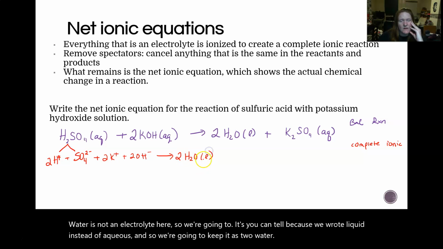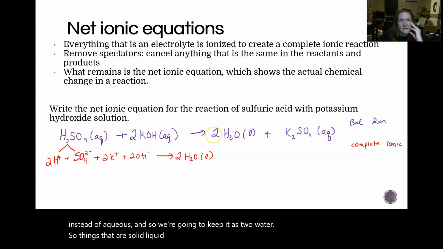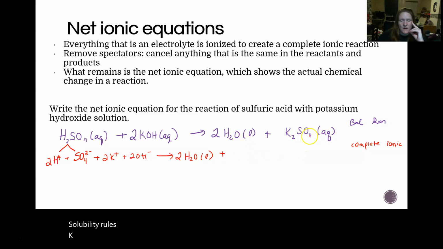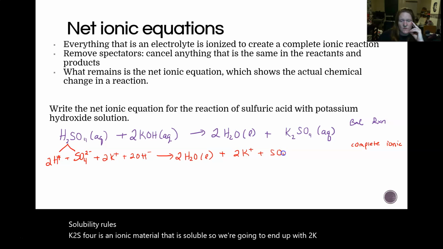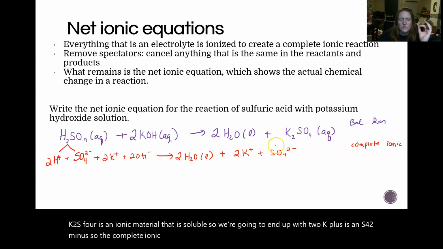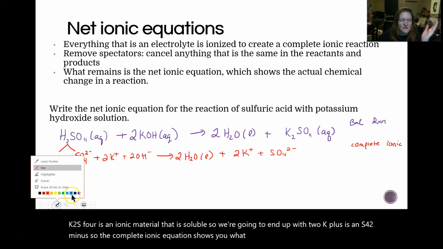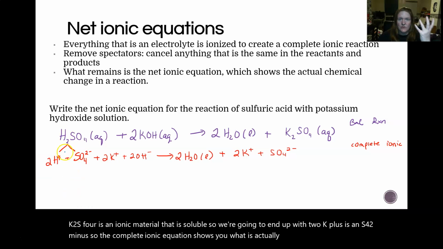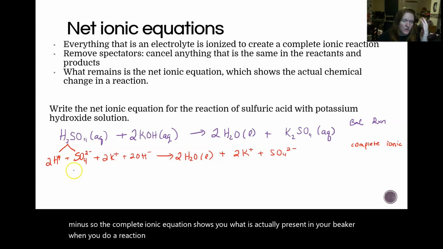So things that are solid, liquid, or gas stay as they are. This was why we learned about solubility rules. K2SO4 is an ionic material that is soluble. So we're going to end up with 2 K pluses and an SO4 2 minus. So the complete ionic equation shows you what is actually present in your beaker when you do a reaction like this, or your test tube, or whatever.